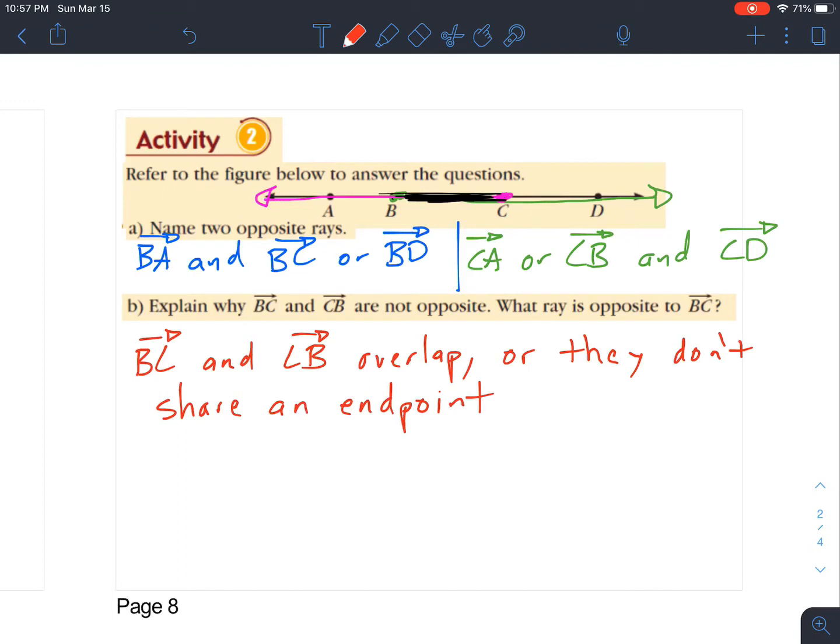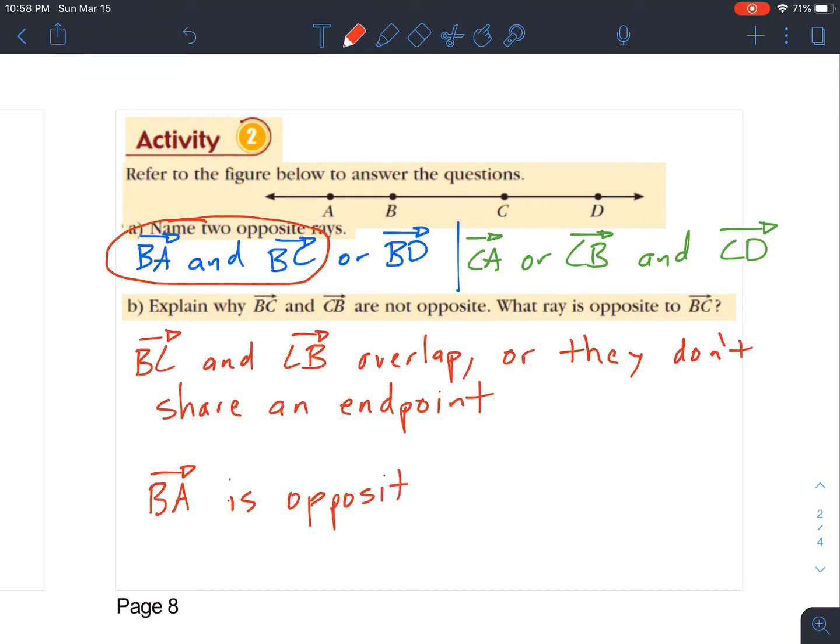Then for the second part, we are asked, what ray is opposite to BC? Well, we already answered that in part A, because that was right here. We know BA and BC are going to be opposite. So that's going to be the answer to the second part of our question. BA is opposite to ray BC.